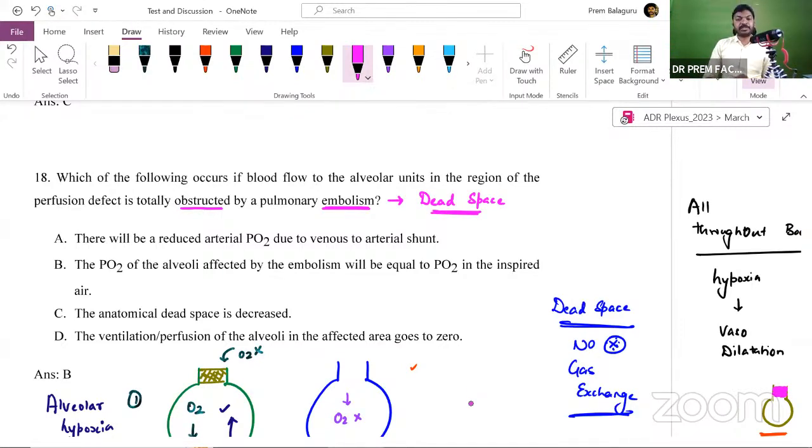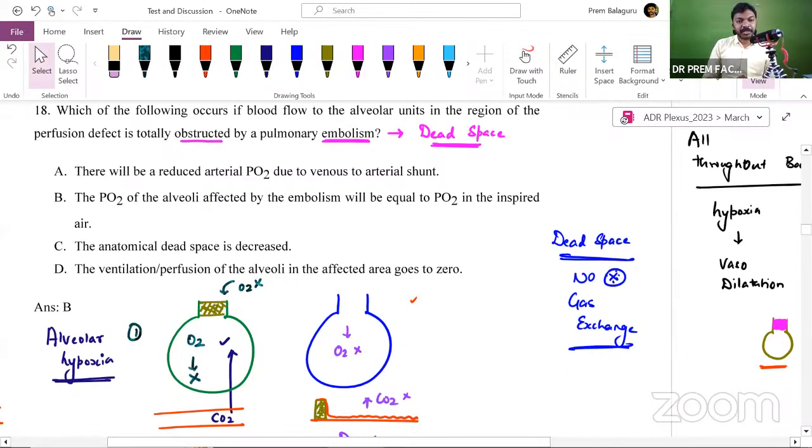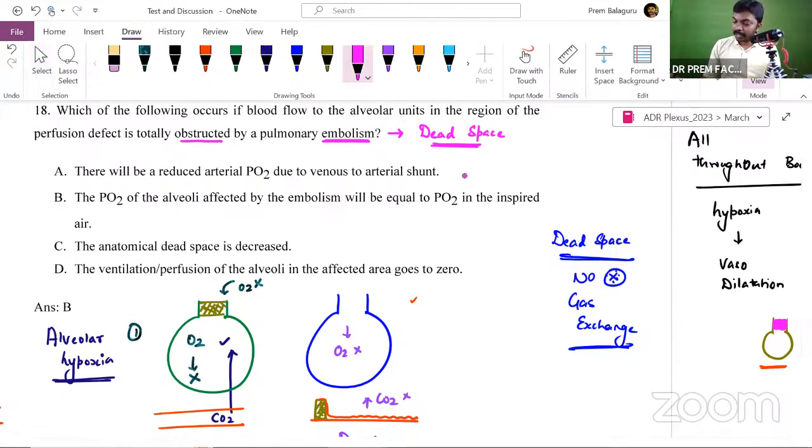Now, what are the options in the question? Option A, there will be a reduced arterial PO2 due to venous arterial shunting. No, this is not a shunt, doctors. This is not at all a shunt.